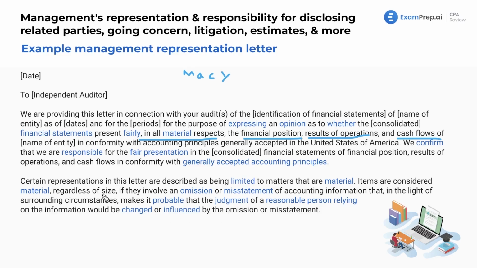Items are considered material regardless of size if they involve omission or misstatement of accounting information that, in light of surrounding circumstances, make it probable that the judgment of a reasonable person relying on the information would be changed or influenced. Now, that's just a key point we've seen throughout the entire exam, right? We are seeing that, okay, yes, there's fraud, or yes, we have misstatements, but is that going to change a reasonable reader's interpretation of the financial statements, right? Is that actually going to affect their decision to invest or not invest, to lend money or not lend money? That's pretty important there.